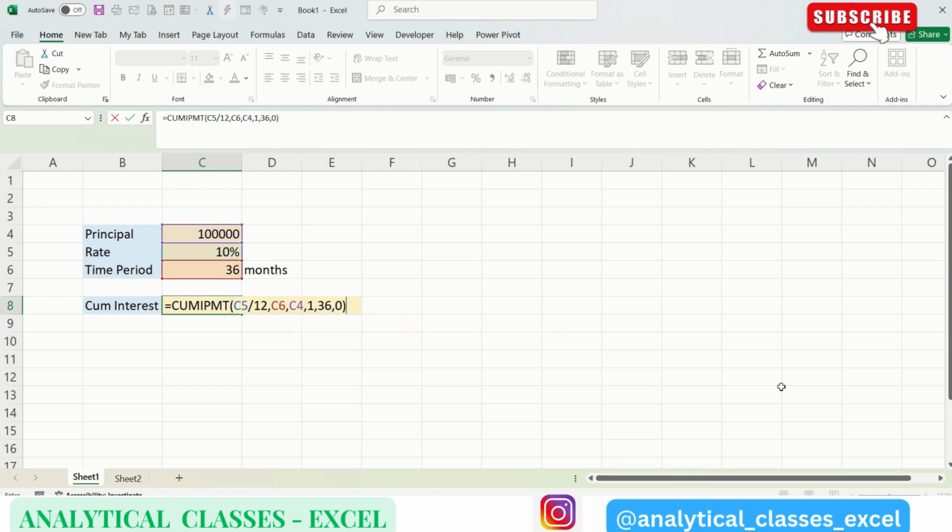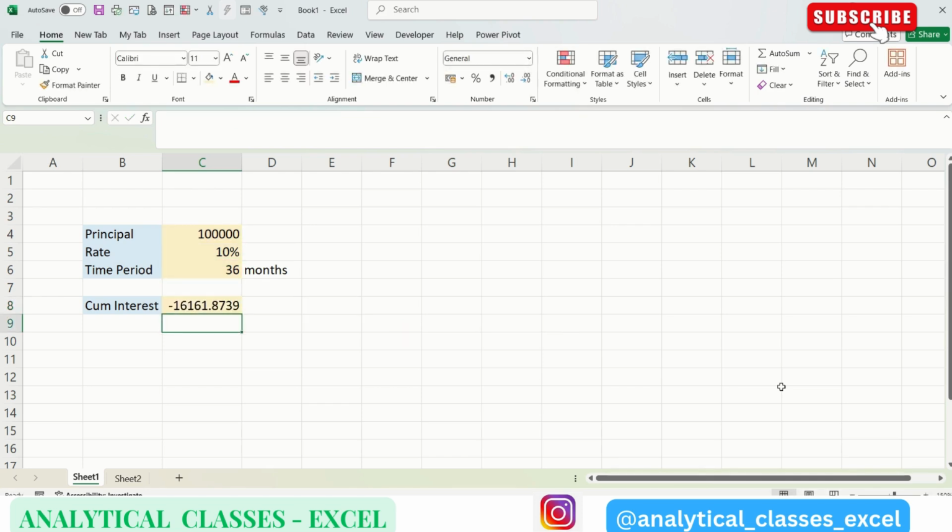So closing the parenthesis and pressing enter will give us 16,161.87 rupees of interest paid on this much principal at 10% rate for a time period of 3 years. So this was all about the calculation of interest on loan amount.